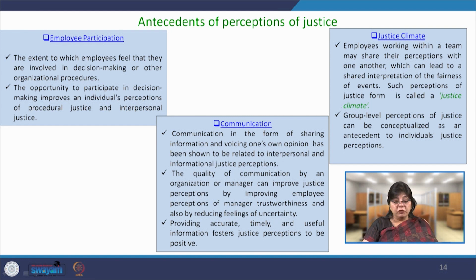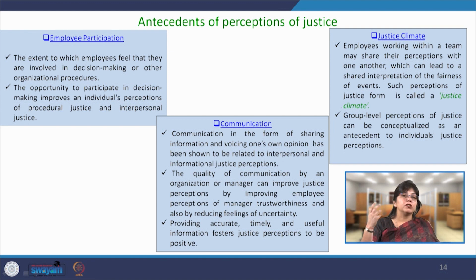The quality of communication by an organization or manager can improve justice perceptions by improving employees' perception of managers' trustworthiness and also by reducing feelings of uncertainty. The more communication is open and transparent, the more it fosters trustworthiness and reduces uncertainty, because when there is openness and transparency between higher authority and the employees, the more people are certain about decision making and how they can benefit in the long run.